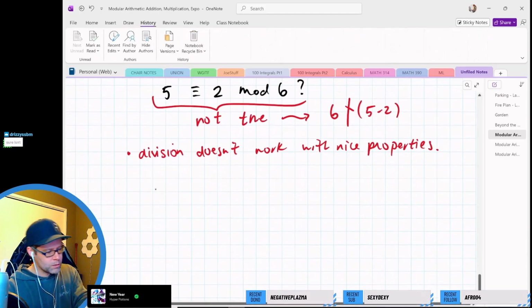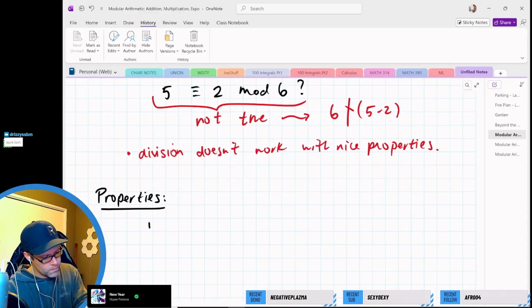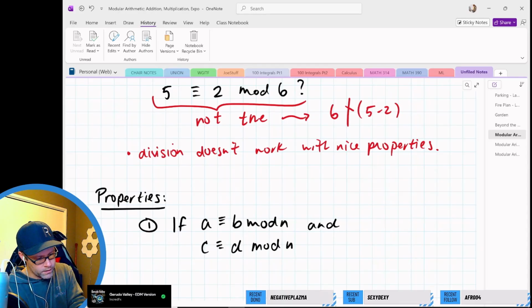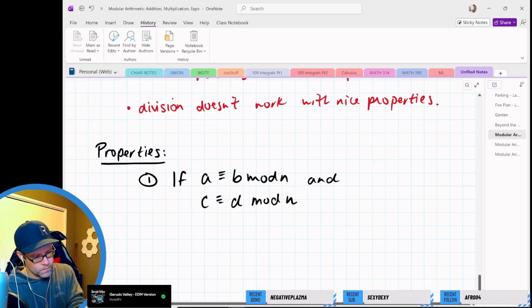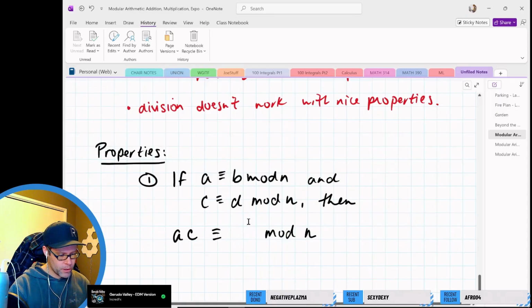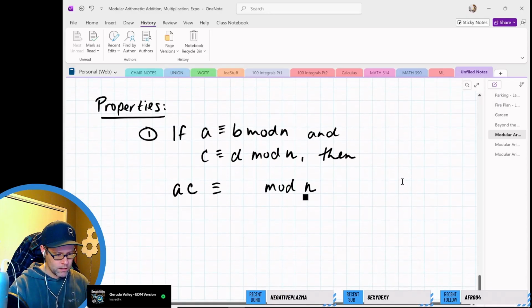However, we can use multiplication to our advantage, and multiplication does have some very nice properties we can use. The first one. Suppose we have two congruence relationships, so we know that A is congruent to B mod n, and maybe C is congruent to D mod n. Then what do you think happens if we multiply A and C together? Is it true that we can just put B times D here? Does that make sense?